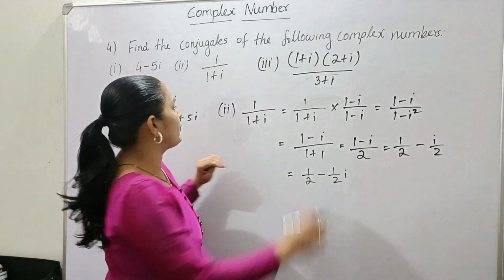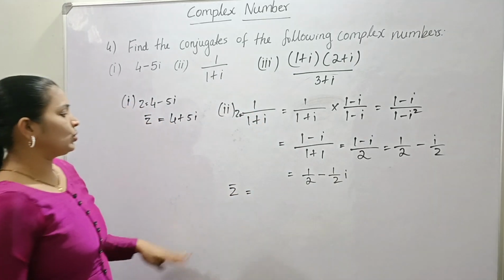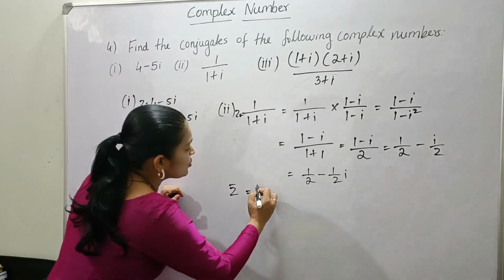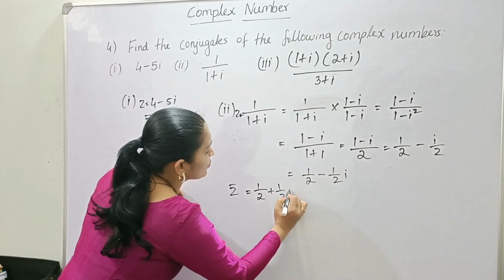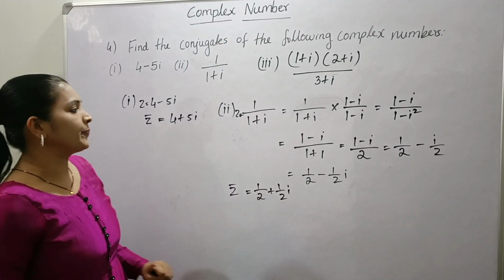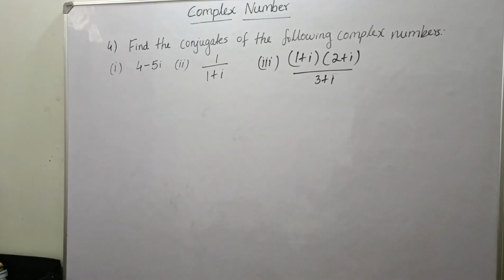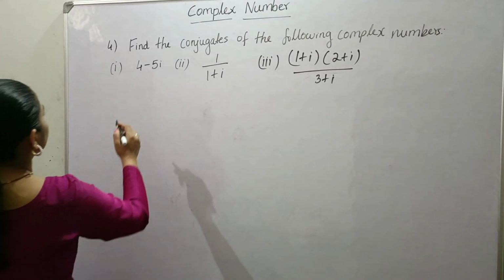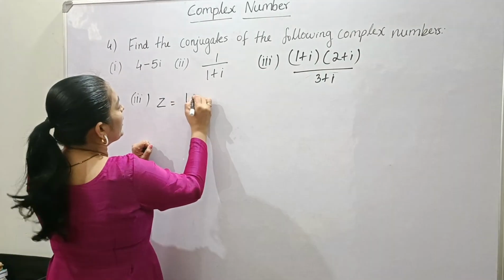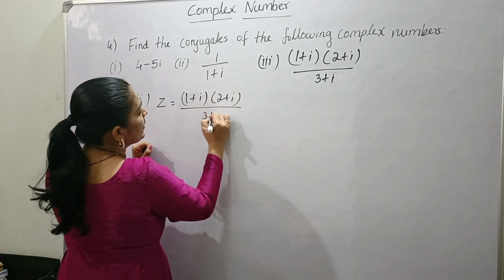So now how to find the conjugate? If it is z, then z conjugate is equal to, just change the sign of the imaginary part. So 1 by 2 plus 1 by 2i. Z conjugate is 1 by 2 plus 1 by 2i. Now let us find the conjugate of the third one. Given complex number z is equal to (1 plus i) into (2 plus i) divided by (3 plus i).